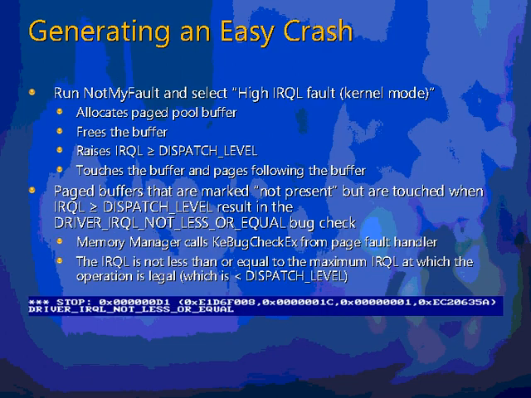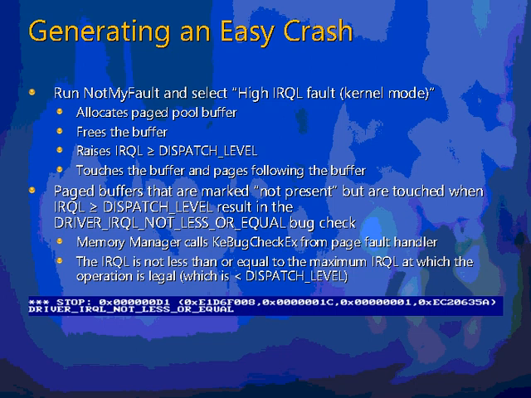So let's generate an easy crash. And before I do that, let's talk about what Not My Fault is going to cause My Fault to do. My Fault is going to allocate a block of paged kernel memory. Then it's going to free that block of memory. Then it's going to raise the IRQL up to above dispatch level.